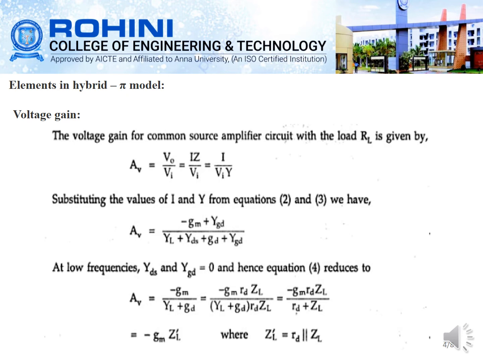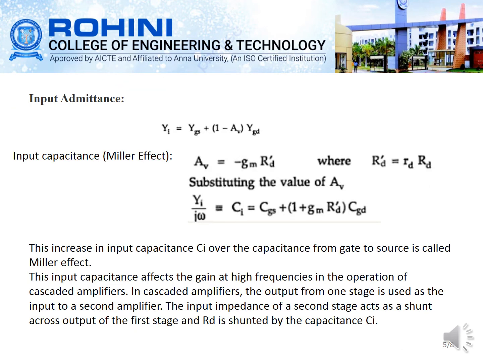In case RL is much greater than RD, we can neglect those terms and write it as minus GM into ZL dash, where ZL dash is equal to RD parallel to RL. And the input admittance we calculate as Yi is equal to YGS plus 1 minus AV into YGD. To find the input capacitance in the case of Miller's effect, we split it into two terms, one on the input side and one on the output side. The increase in the input capacitance over the capacitance from gate to source is what we call Miller's effect.